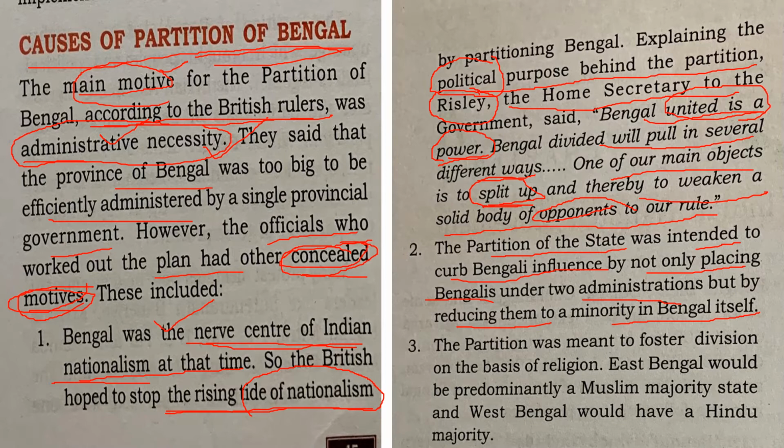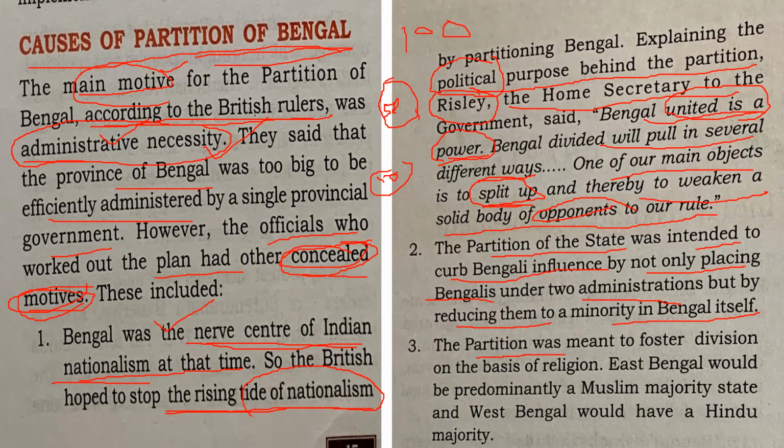Suppose, for example, there are 100 people in a place and they're very powerful. If you divide them into two rooms, one room having 50, another room having 50, then what happens in that particular room? These 50 will become a minority, and in the other room, the 50 will become a minority. That means they'll become weak. The same thing the British played. They wanted the Bengalis to be minorities in their own place so that they may not unite again.